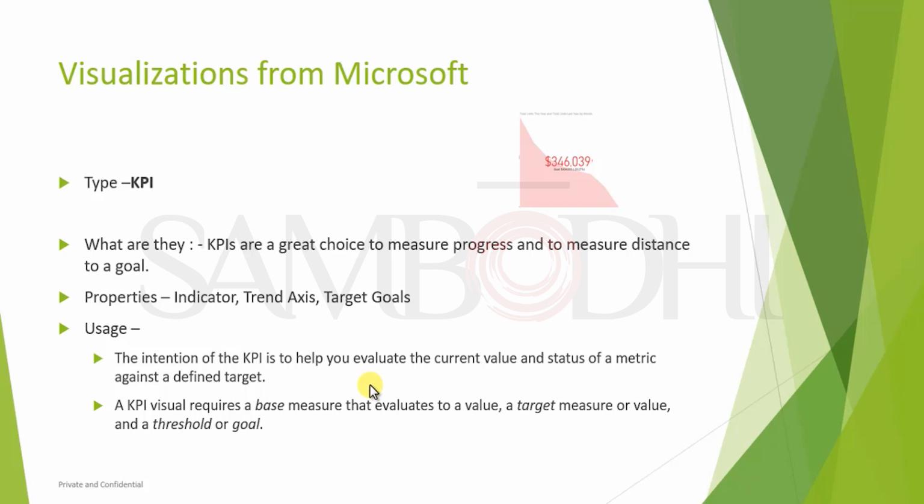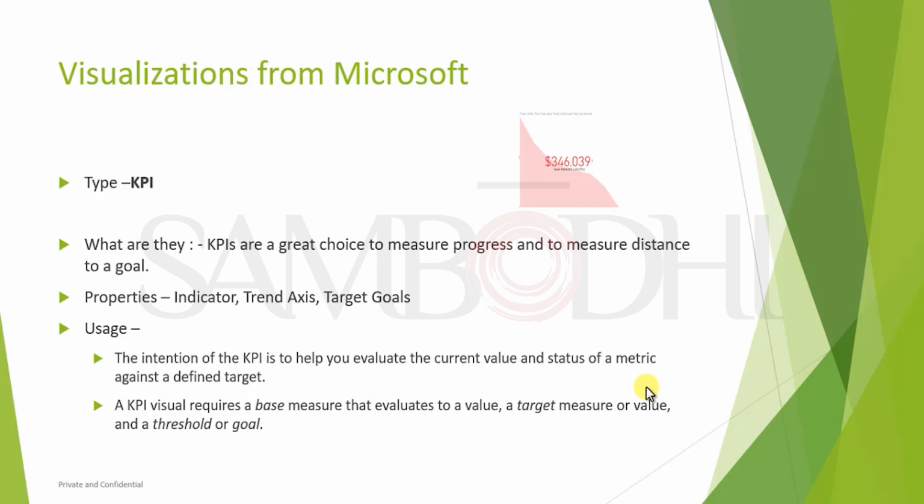What is a typical usage of a KPI chart? A KPI visual is usually used to help you evaluate the current value and the status of a metric against a defined target. So it is more about actual versus target, and a percentage or numeric value over it. A KPI visualization requires a base measure that evaluates to a value, a target measure or value, and a threshold goal. So it's something over something, and what is the ideal thing. This in all makes a KPI.